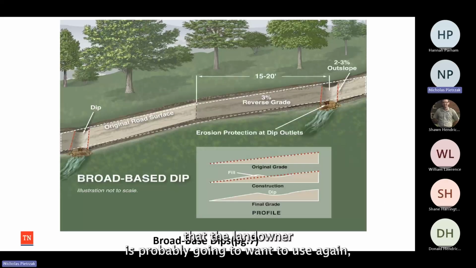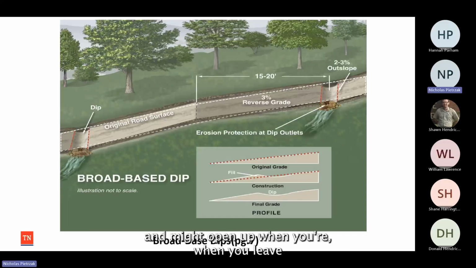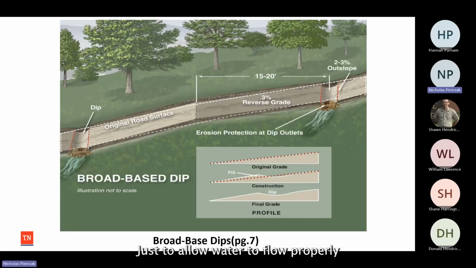So for a road that the landowner is probably going to want to use again, it might open up when a logger leaves. A broad-based dip is probably the better option, because water bars are essentially big roadblocks, and you're going to want to drive through that road. So a dip is kind of the opposite. It's a little dip in the road. I put it at a slight angle on outsloped roads, so a road put in about 2 to 3% slope, just to allow water to flow properly and not pool up.